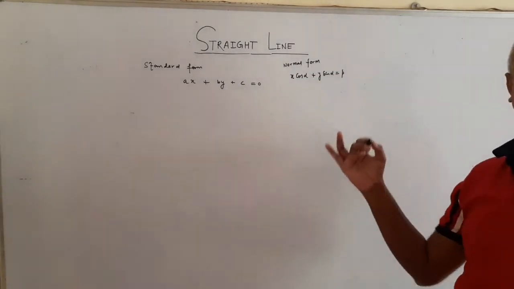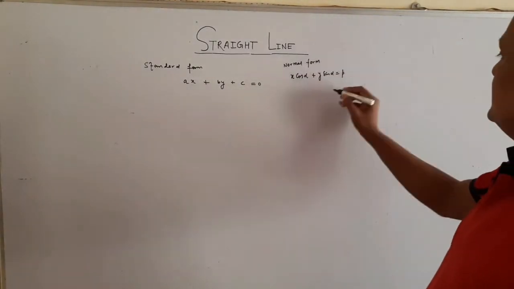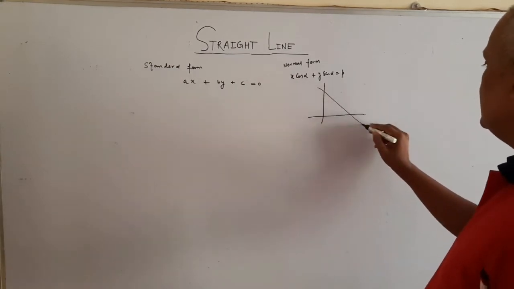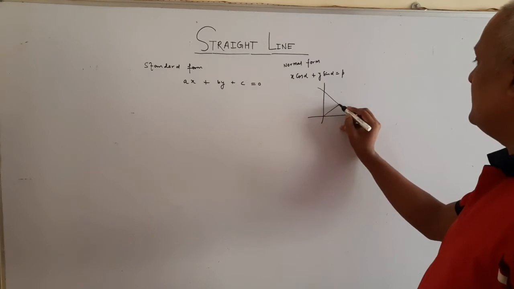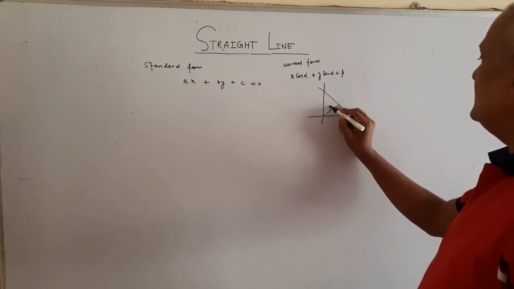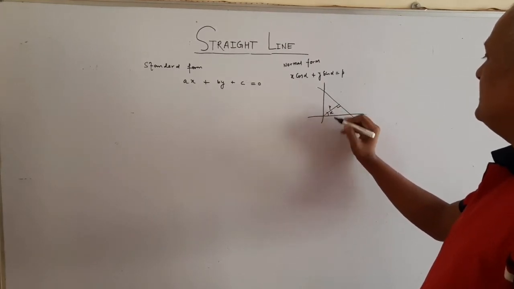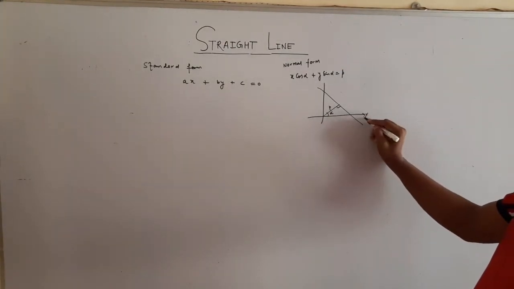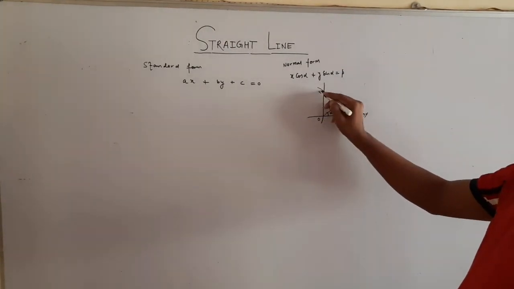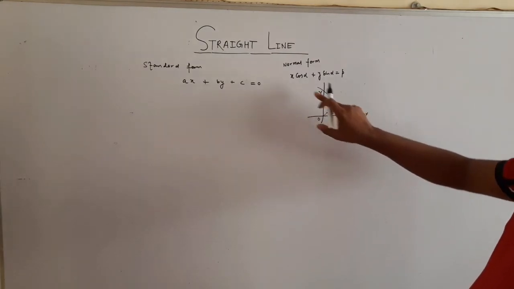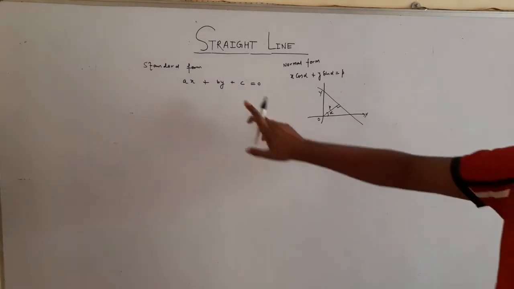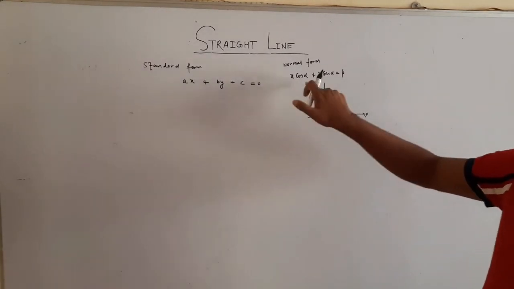So to explain the normal form again, I just draw one tiny diagram. This is my coordinate axis, this is the line, and from the origin a perpendicular of length p is drawn, and this perpendicular is making an angle alpha with the positive direction of x-axis. This form is called x cos alpha plus y sin alpha equals p. Now we are trying to discuss how we can express this into this form.